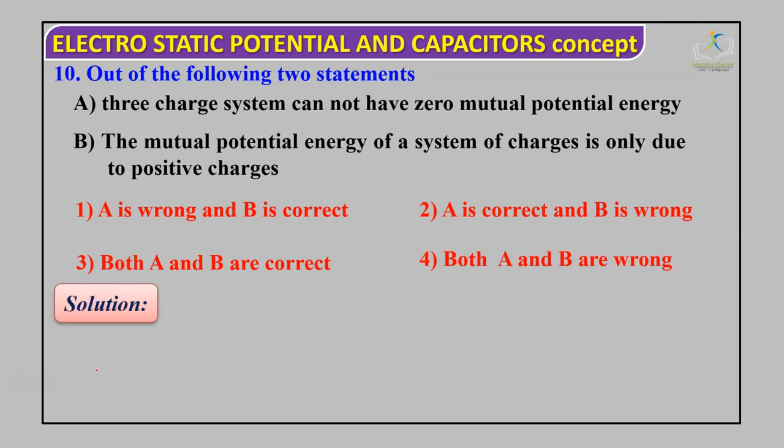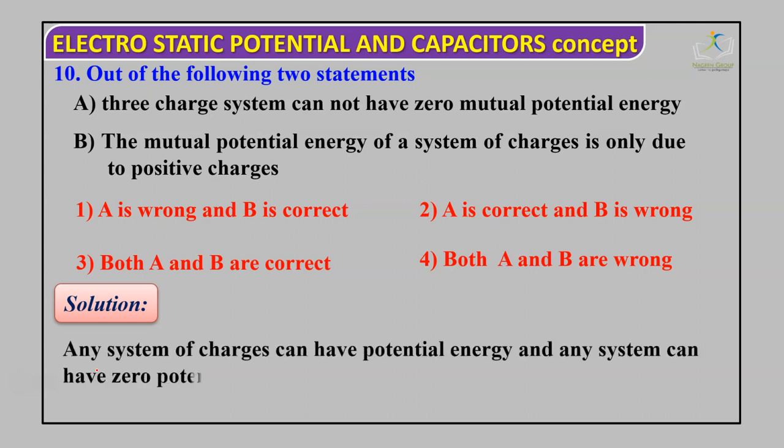Let us see the solution of this question. Any system of charges can have a potential energy, and any system can have a zero potential energy. According to this, both A and B are wrong.